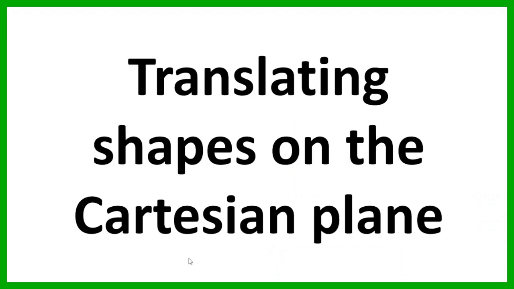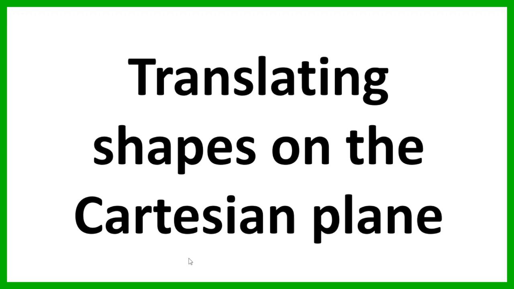Right, now let's have a look at translating shapes on the Cartesian plane. So now we're going to be translating shapes, not just points. But when a shape is translated, all the points in the shape undergo the same translation. So it's going to be the same as what we've been doing with the points.